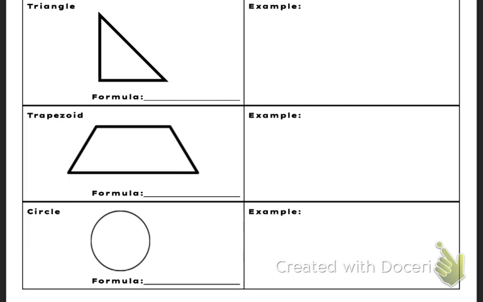All right, down to the bottom half. So we've got triangle, trapezoid, and circle left. Triangle. For a triangle, our area formula is base times height divided by 2. You also might see this written as 1/2 base times height. Either one of those is okay. We'll take the base times the height divided by 2. We will label this is our base, this is our height.